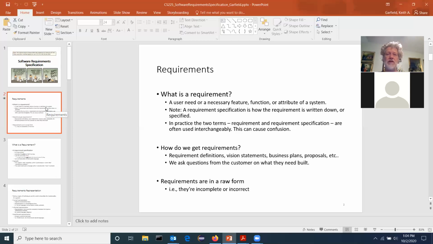So the goal here is to be as clear, unambiguous as possible, and it's a difficult goal because we're going to write these in English. We're going to write them in a natural language. Natural language is inherently ambiguous.